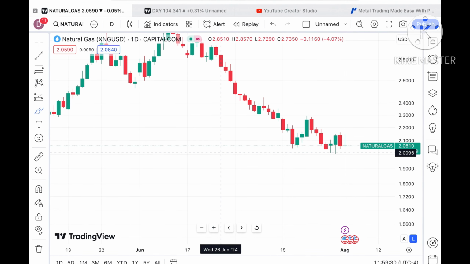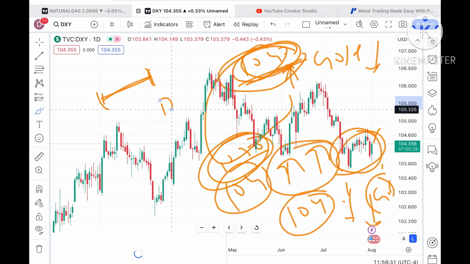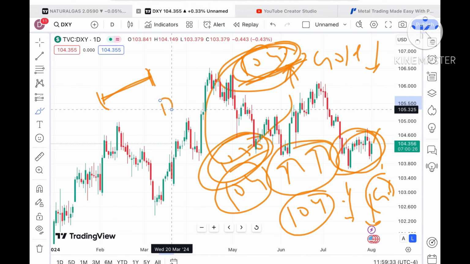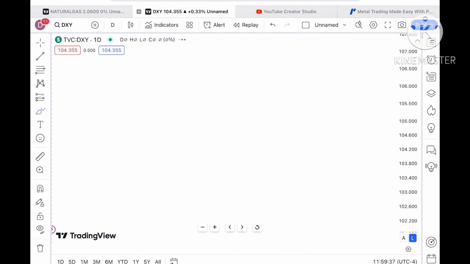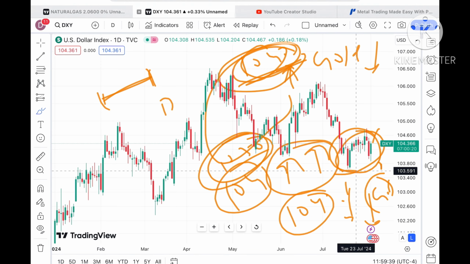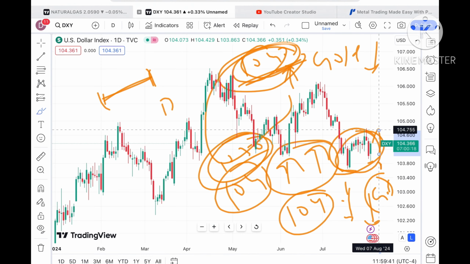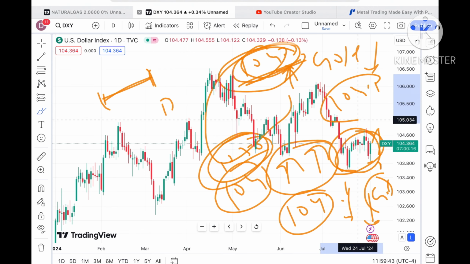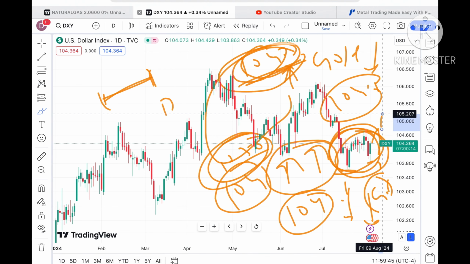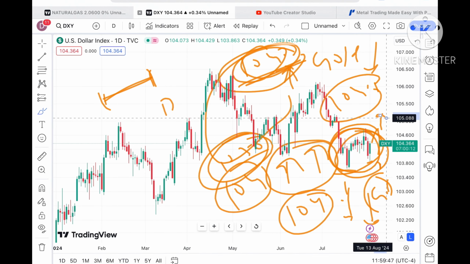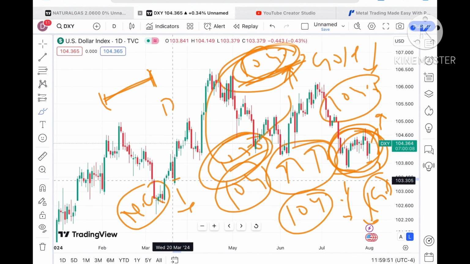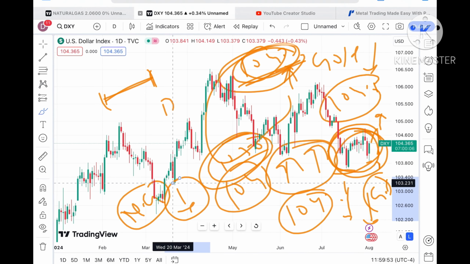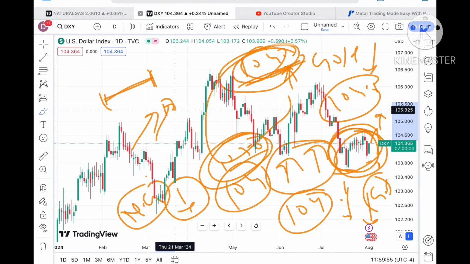If you look at the dollar index also, after making a low of around $103.6, it came upside and is trying to sustain above this level. If the price starts going above a level of 104.5, then this can break this particular zone and we can see further upside. Then the natural gas price will come down. But if it is not coming down, sometimes they both move in one direction.